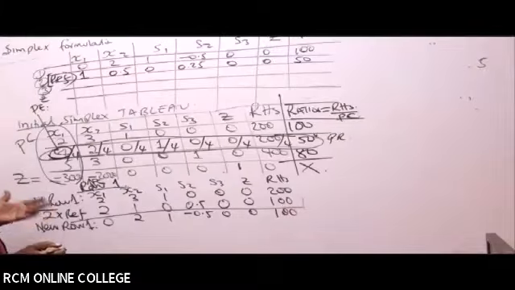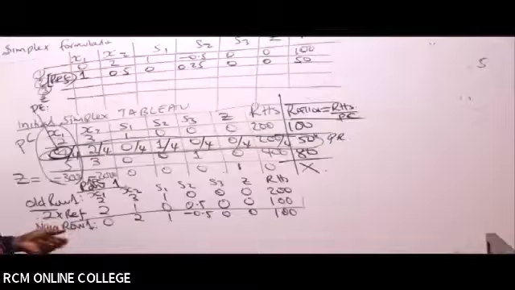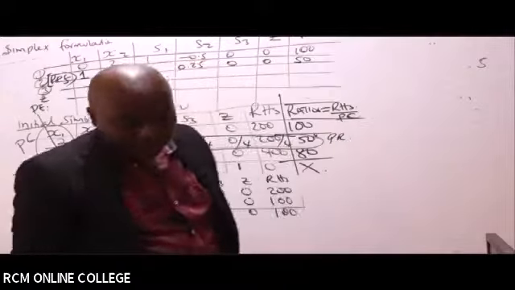Now we want to get new row 3. Is there someone who thinks they are in a position of getting new row 3 by themselves without my help? Anybody? Who is very certain, if you give me a chance of getting this row number 3, we can get it.